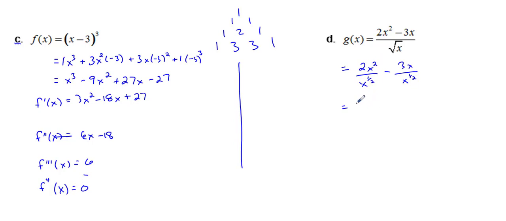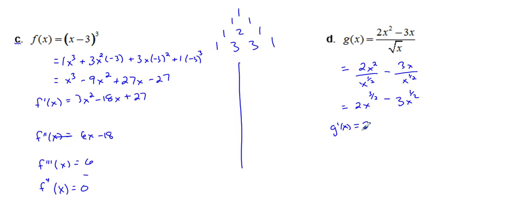Would that be 2x to the what power? What, 3/2? 2 is 4/2, so minus 1 would be 3/2. Minus 3x to the half. Okay, that means g prime then.